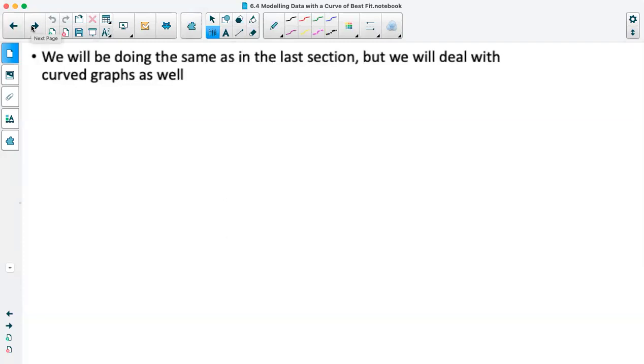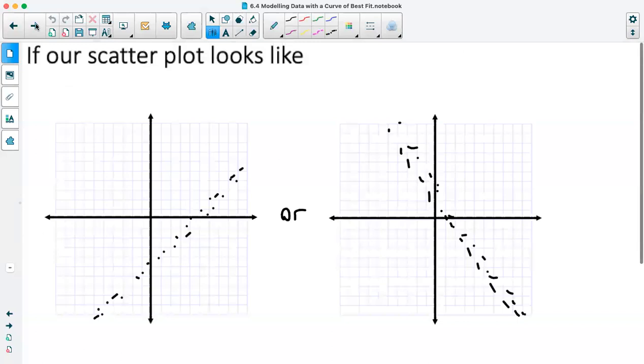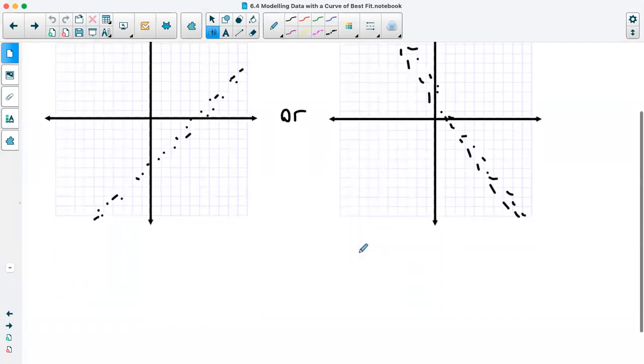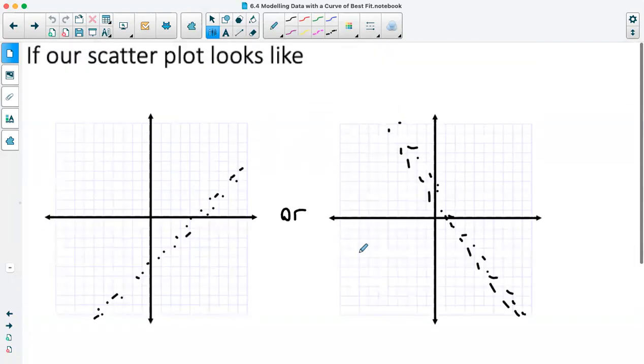So before figuring out what type of regression formula to utilize in our calculator, we need to figure out if our graph is linear, quadratic, or cubic. So if our graph resembles something of a straight line, then we are doing a linear regression.